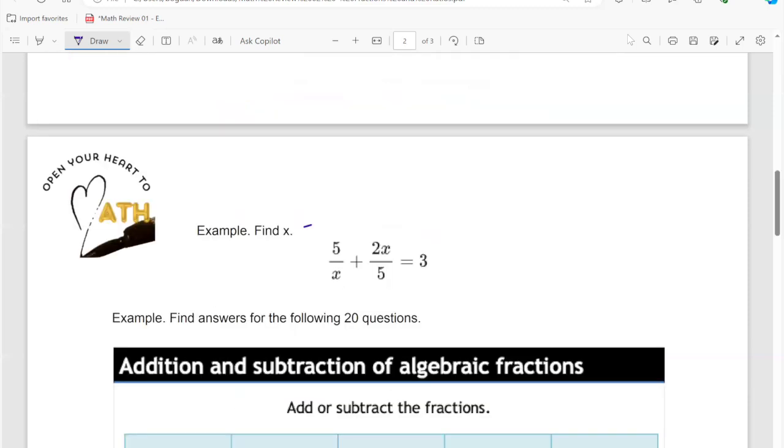Let's try to do this problem. Pause and try it, then compare. 5 over x plus 2x over 5 equals 3. It's an equation. We'll do more equations in the next video, but here, I want to add two fractions. Okay, let's do it the fraction way in this one.